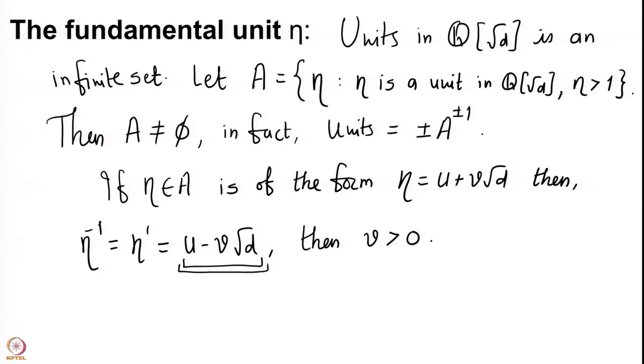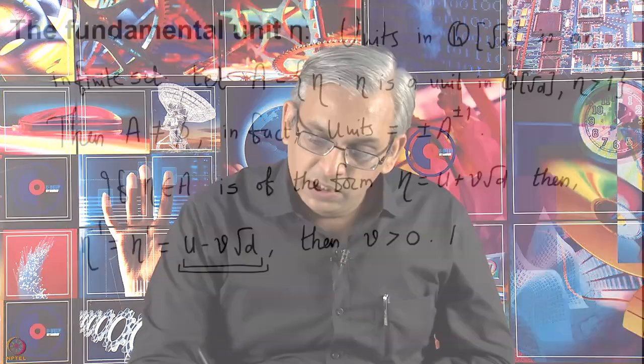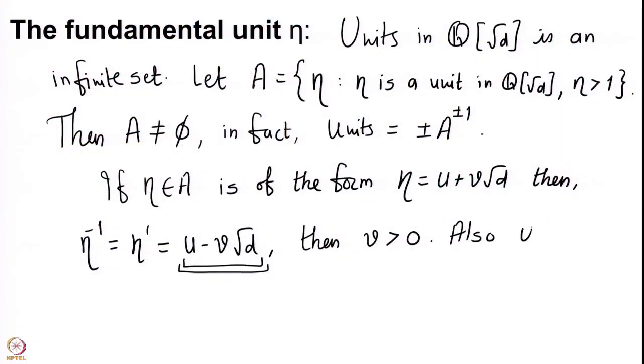So, negative V is a negative number, and if your U is also negative, then it tells you that you have eta prime to be a negative number, which is also not possible, because if you have something bigger than 1, it is a positive number, its inverse should also be positive. So, also U is bigger than 0. Can you have U equal to 0? What we could have here is that U is bigger than or equal to 0.